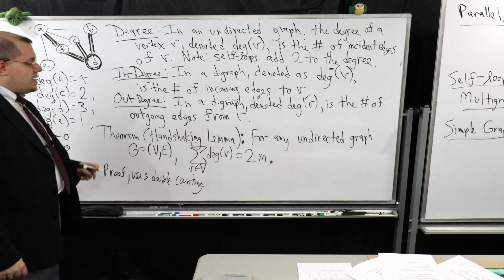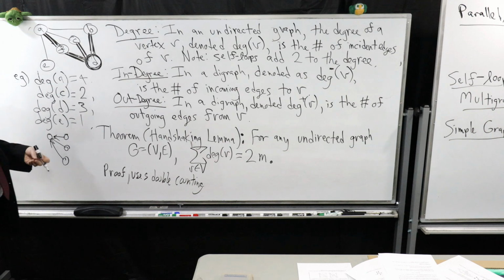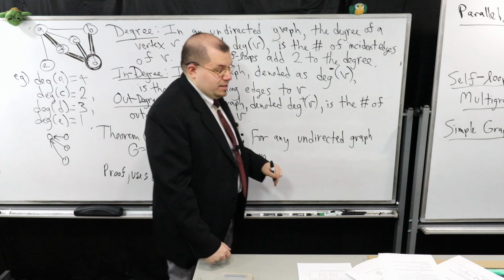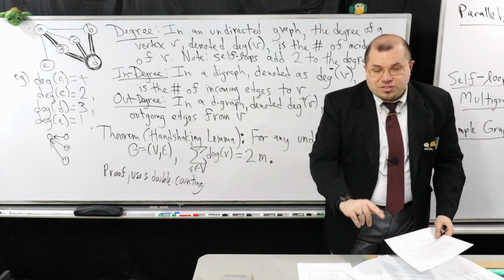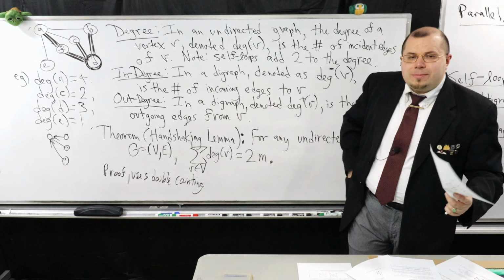So it uses double counting. But the big thing is that when I sum over all the degrees, I get a relationship with the number of edges in the graph. Now I must stress that the directed version of this also does have a similar relationship. Let me just write that over here.